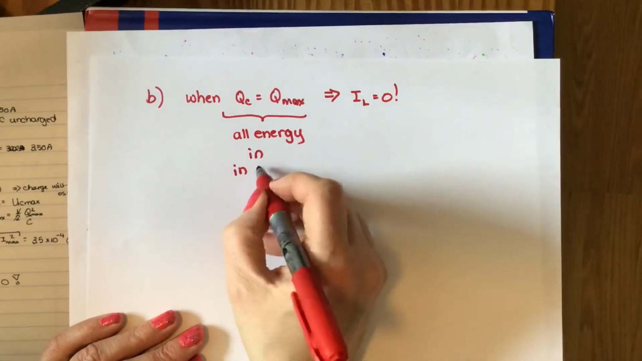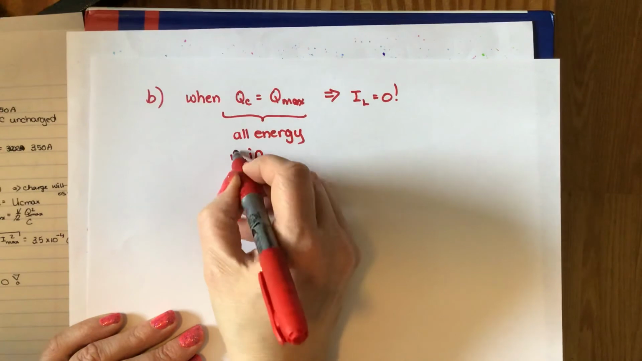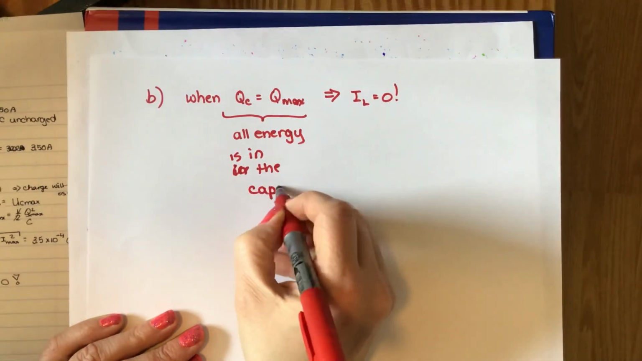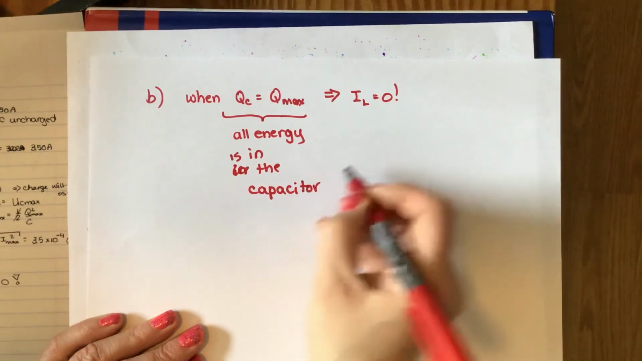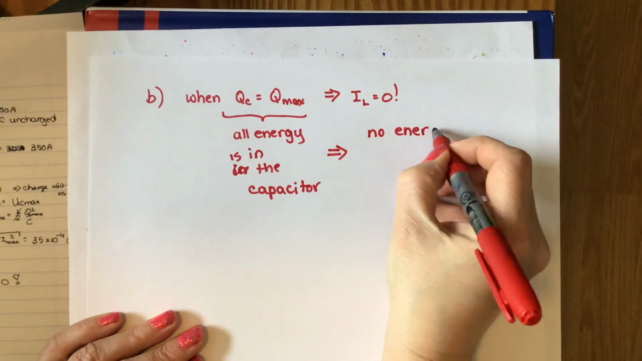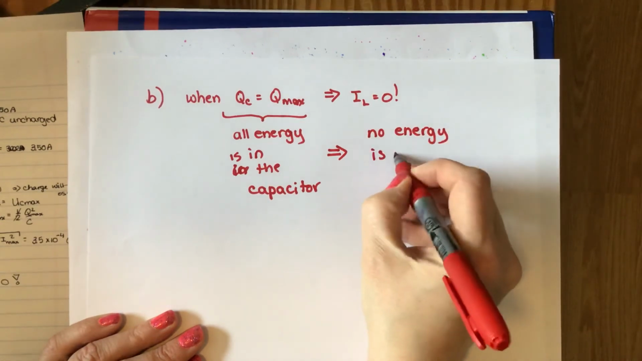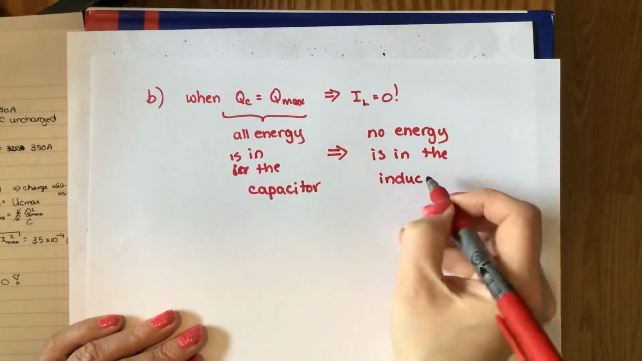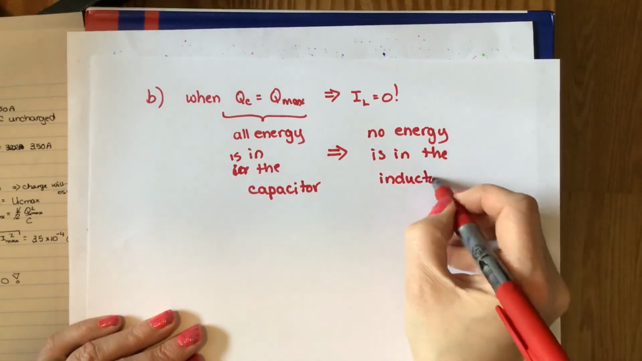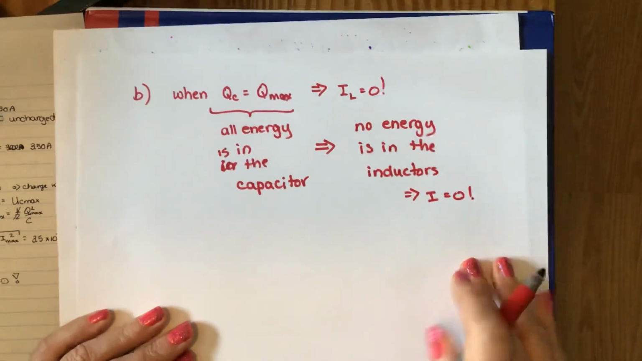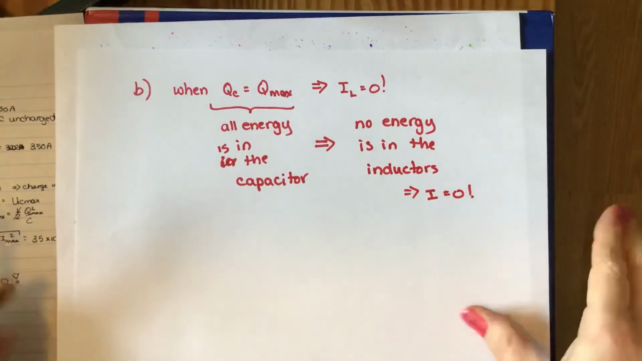So all energy is in the capacitor, which means no energy is in the inductor. Since energy is 1/2 L I squared, I must be 0. Okay, so that wraps up those couple of examples.